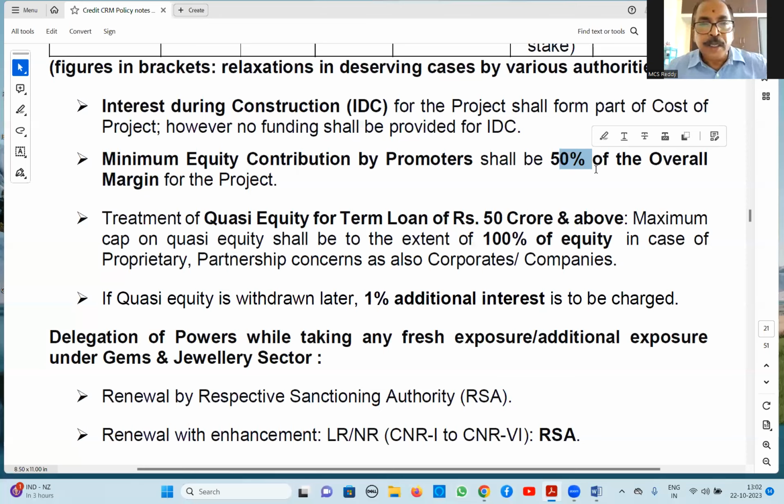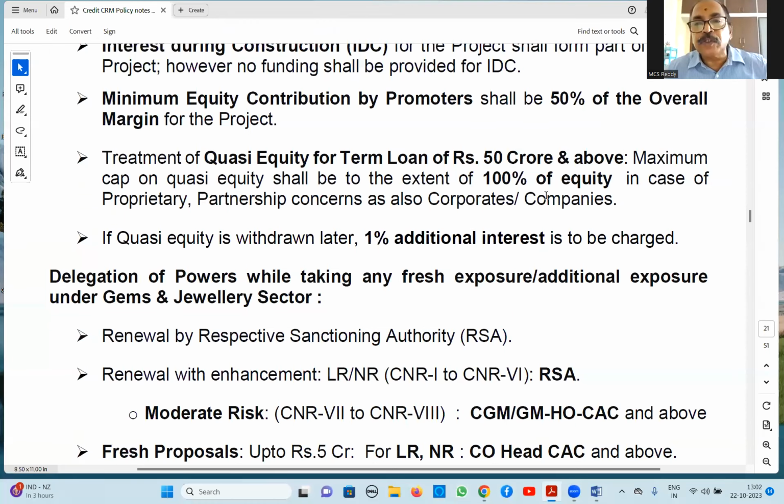This is for projects of 50 crores and above. Quasi-equity, and the maximum cap of quasi-equity should be 100% of equity. That means outside money should not be more than our own money. This is what maximum 100% of equity means.